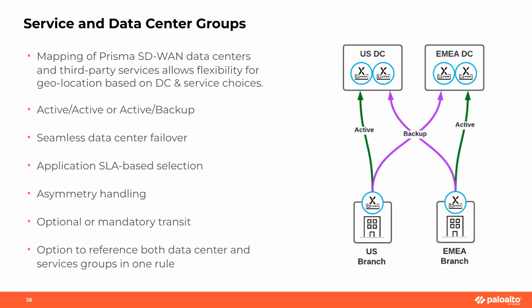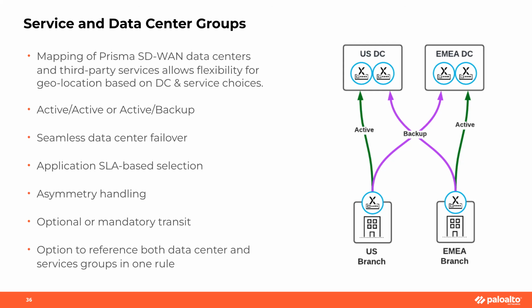And not just for physical DC connectivity issues, let's say the internet goes down, but also application-based, SLA-based selection. So if traffic is coming from the US branch to the US DC, and that's its primary path, but based on the application SLAs this traffic is not performing within specification, then the system will automatically move the traffic to a backup DC, and in that case it would be the EMEA DC.